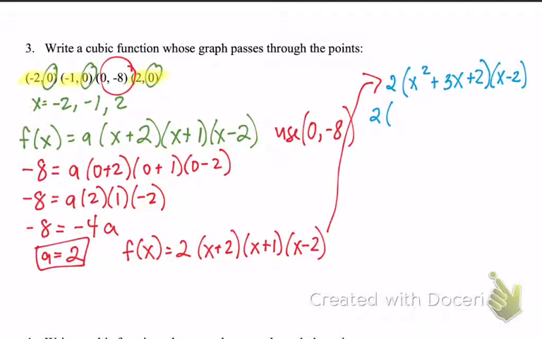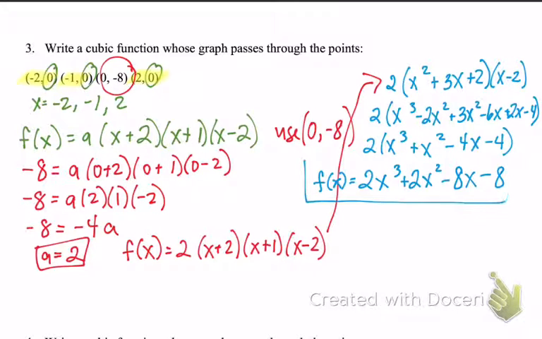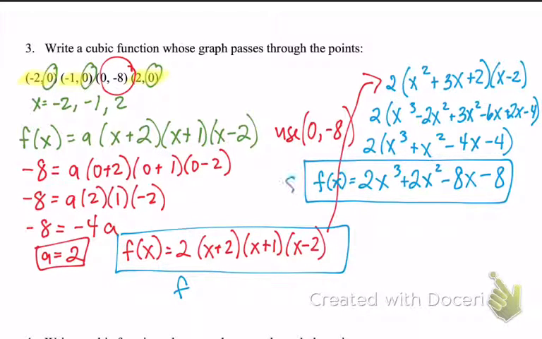So 2, then I distribute: x cubed minus 2x squared plus 3x squared minus 6x plus 2x minus 4. That's 2(x cubed plus x squared minus 4x minus 4). Distribute: 2x cubed plus 2x squared minus 8x minus 8. So this would be my answer in standard form. This would be my answer in factored form. So factored, standard.